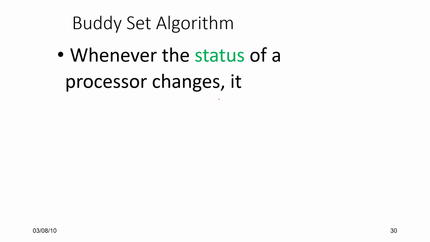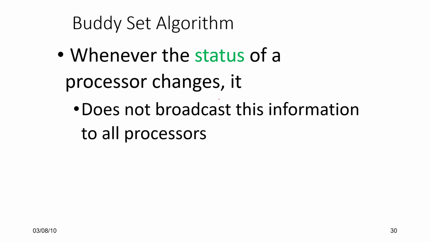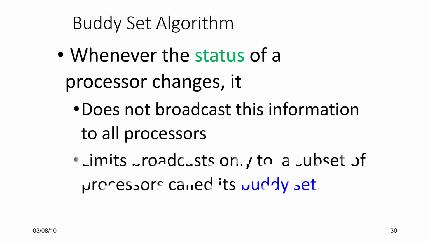Furthermore, whenever the status of a processor changes, it does not broadcast this information to all processors. Instead, it broadcasts it to a subset of processors, which it calls its buddy set. So the buddy set are the processors which are kind of close by, nearby, right? You could also add other application specific logic. But in general, this is not a piece of information that is sent to everybody. So this further reduces the bandwidth.